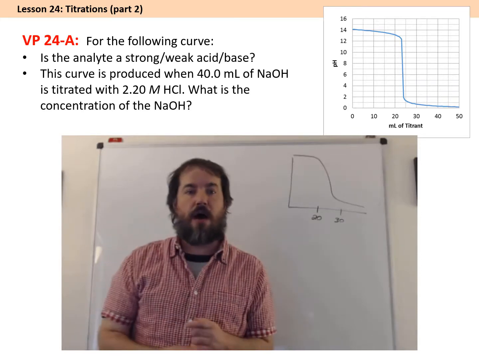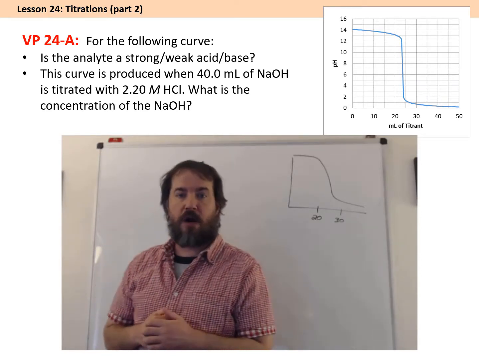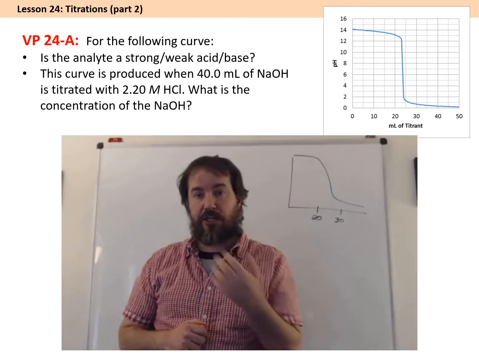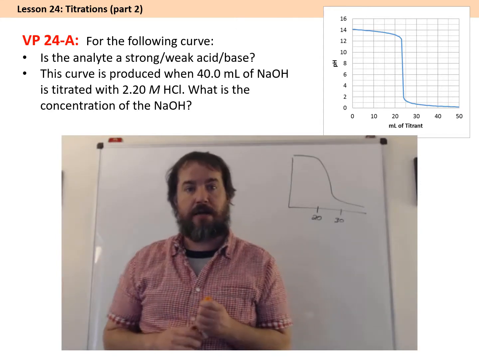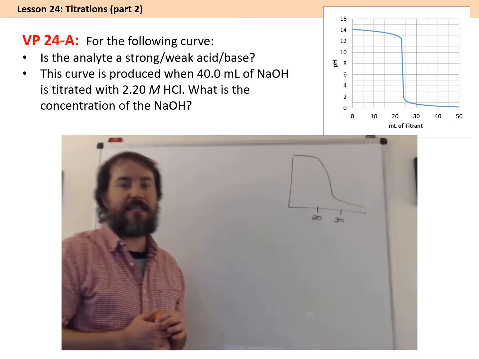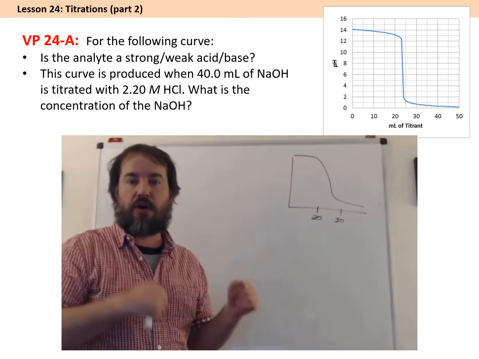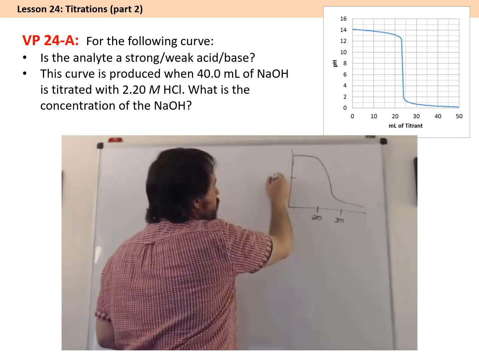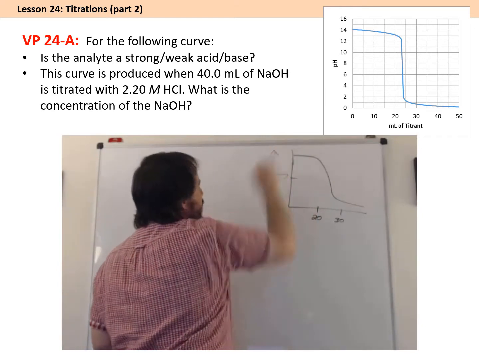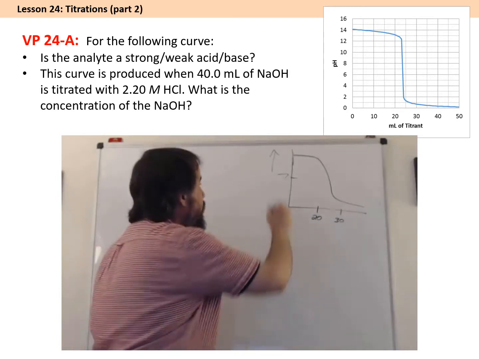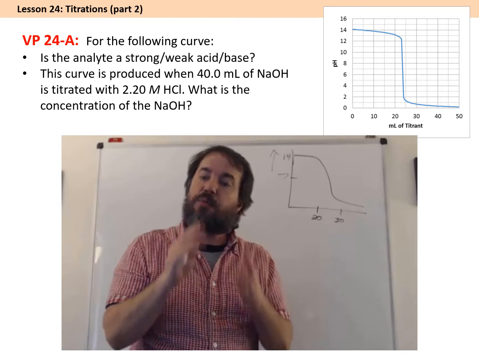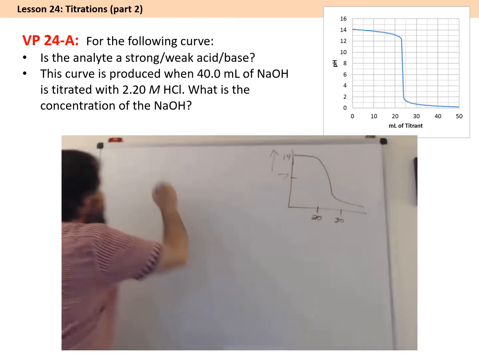All right, so video problem 24A, we're looking at this curve and we're trying to figure some stuff out about it. First we're asked, what is the analyte? Is it a strong or weak acid or base? Well, notice how we're starting off at a high pH, something around 14. So that means my analyte, which is what I start with, is a base.